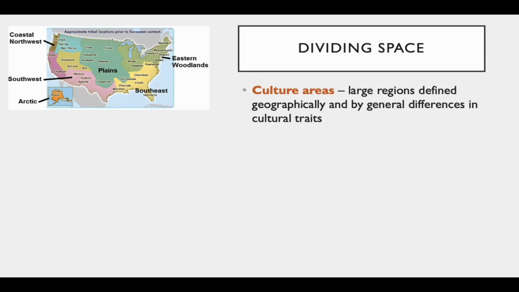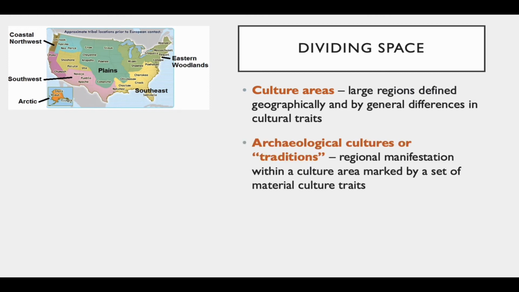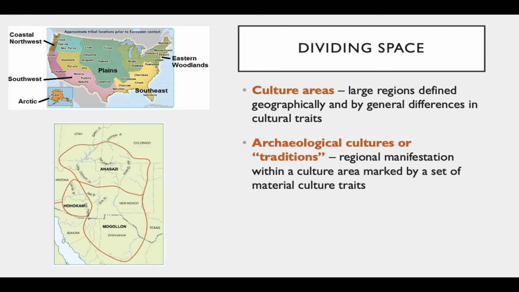Well, when it comes to dividing space, we think of culture areas. These are large regions that are defined geographically and by general differences in cultural traits. So eastern woodlands material culture is very different from things in the Southwest. Within a particular culture area, though, there might be archaeological cultures or traditions, and these are more regional manifestations within a culture area that are marked by a set of specific cultural traits.